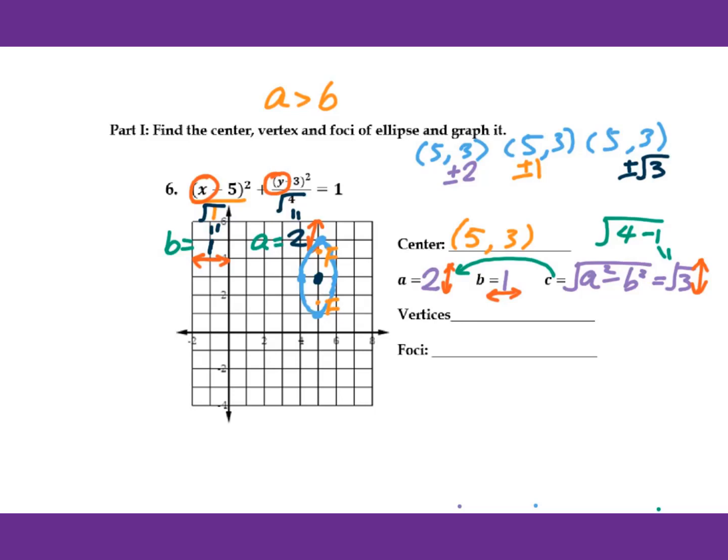Therefore, work out. 3 plus 2, that's 5. So 5, 5. 3 minus 2, that's 1. So 5, 1. For this one, 5 plus 1, that's 6, 3. And 5 minus 1, that's 4, 3. For foci, that's 5 and 3 plus or minus square root of 3.